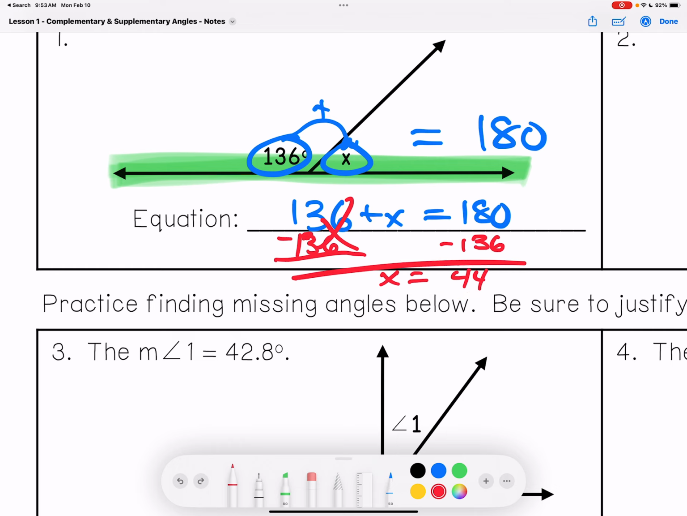But you don't have to write that. You just need the equation part of that.